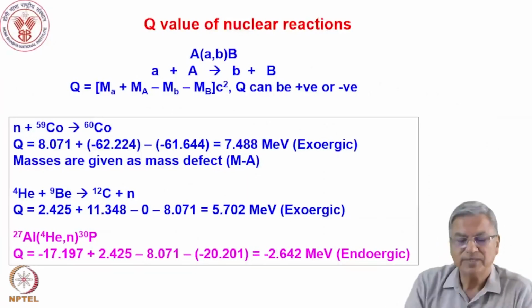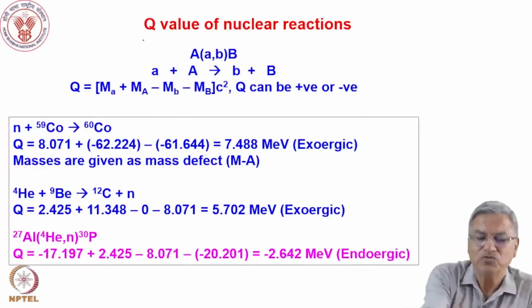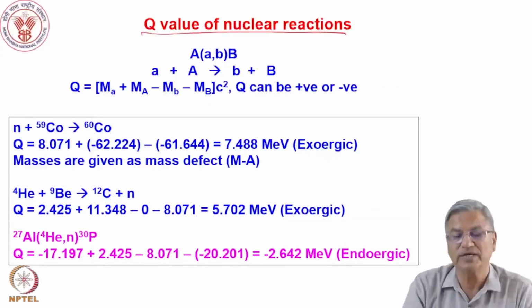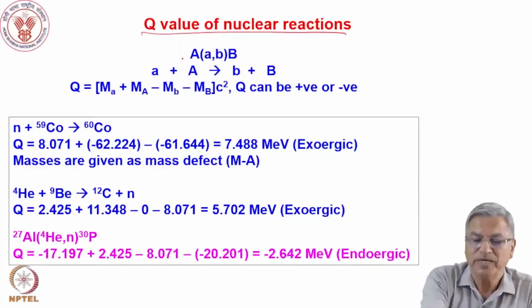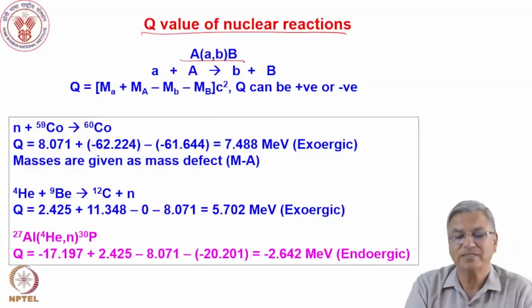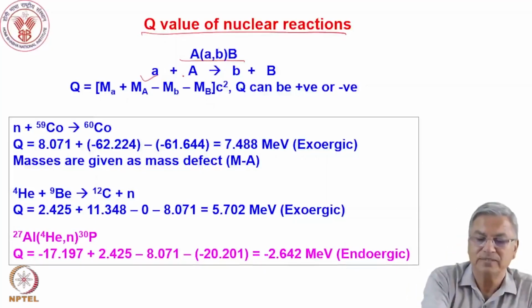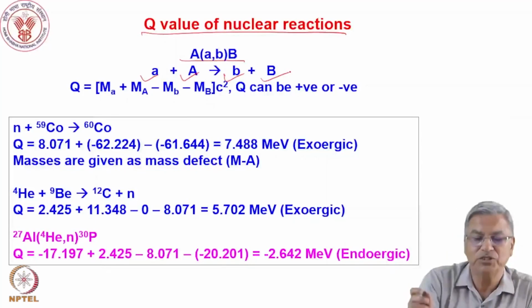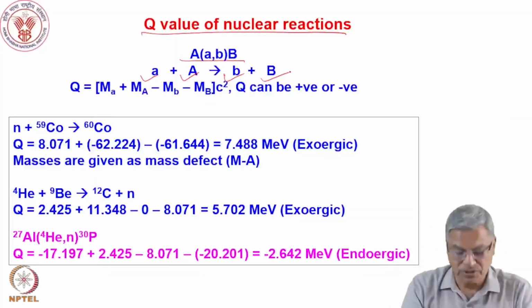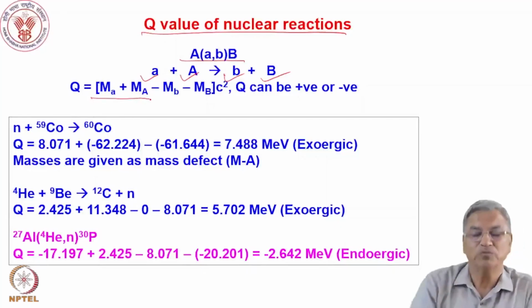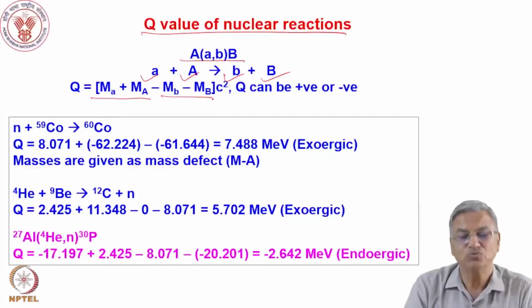Now let us go into the Q values of nuclear reactions, how to calculate the Q value of nuclear reactions. Simply again, I can write the reaction as capital A bracket small a comma small b into capital B. So this is the projectile, the target, ejectile, and the heavy residue. And as we just discussed, the Q value can be given in terms of the mass of the reactants minus the mass of the products into C square.